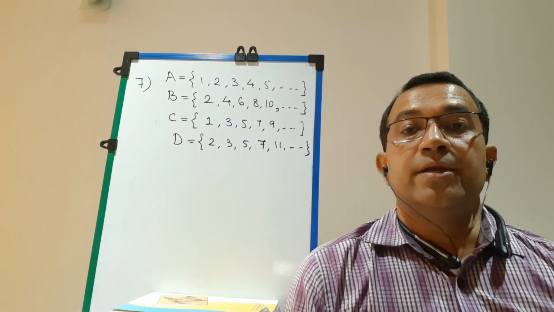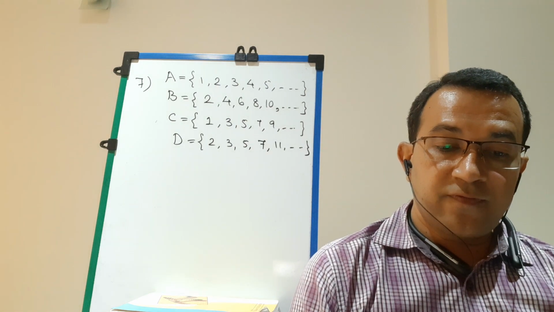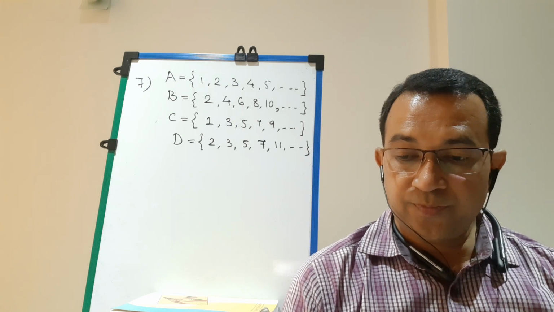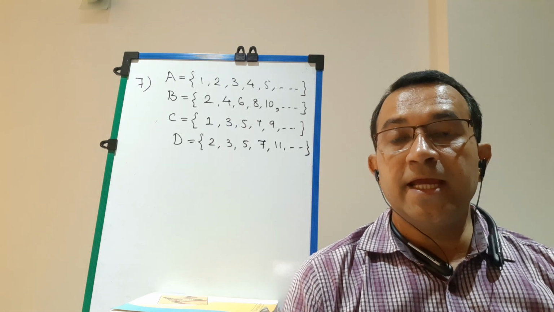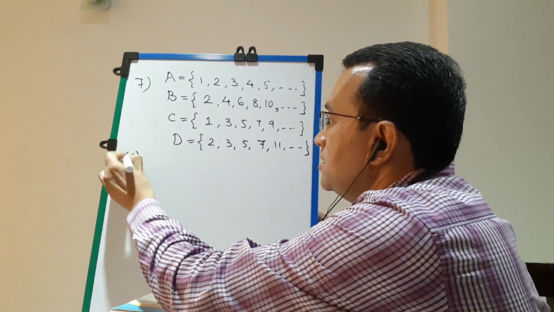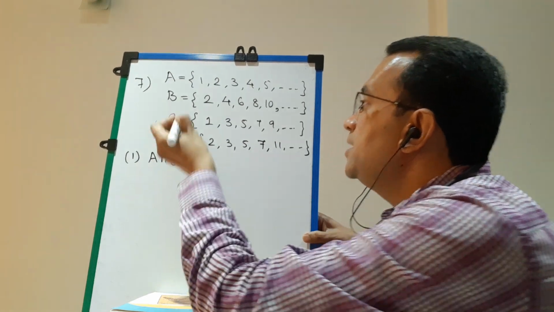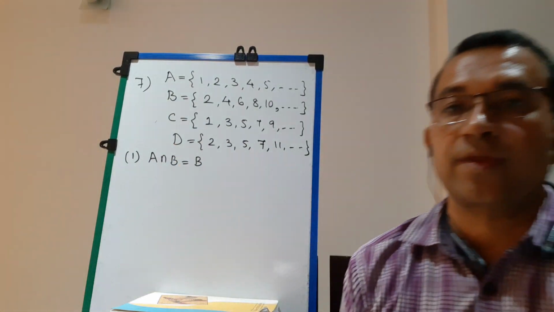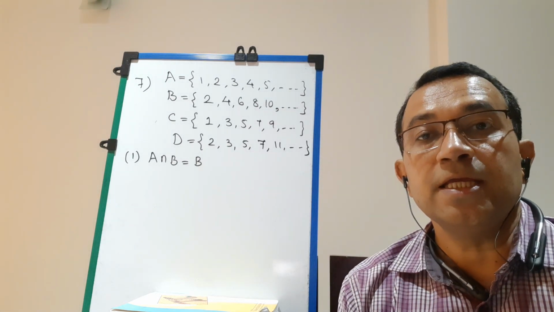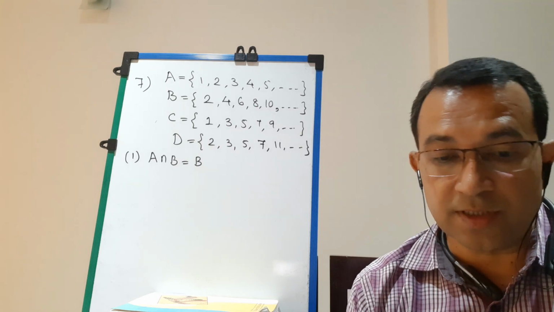Okay students, now what we are supposed to find first is A intersection B. Come on, what will be A intersection B? The first answer is A intersection B, and that will be B itself. You can check, because B is a subset of A. Even natural numbers is a subset of set of natural numbers.